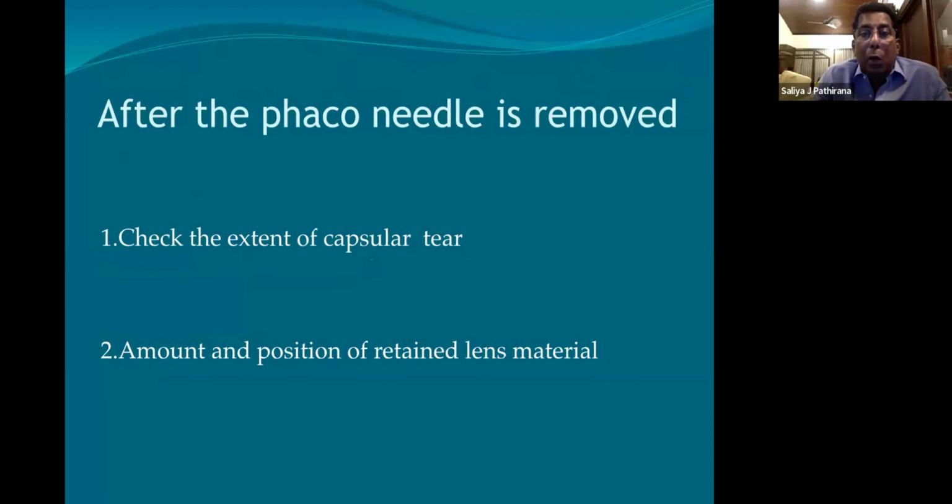Now, once you fill the AC with viscoelastic, you can push the capsule and the capsular ruptured area back. And then just check what is the extent of the capsular tear. Is it a smaller tear or a larger tear, or is the posterior capsule totally torn? Then check how much lens matter is remaining, whether the whole nucleus is there or a little bit of lens matter is there. Your next management depends on all these factors.